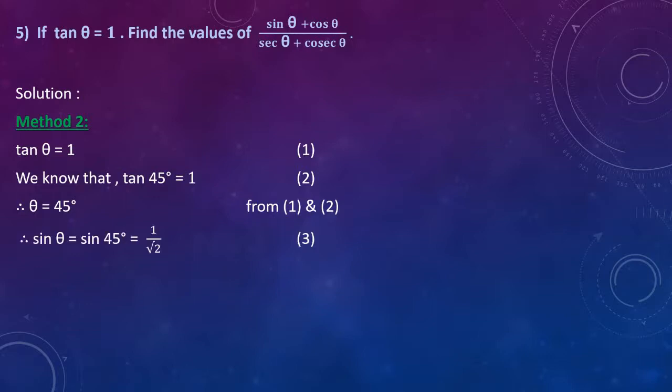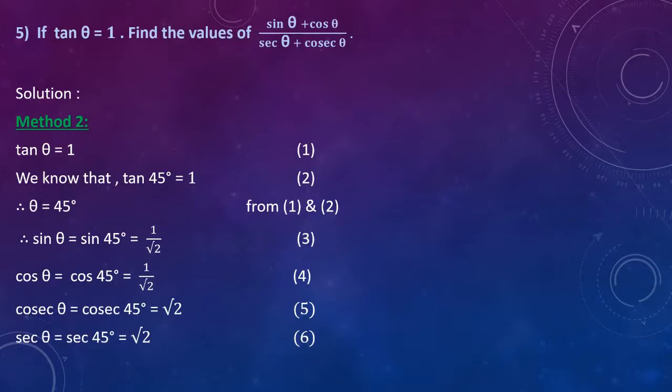So therefore sin theta is equal to sin 45 degree, which is equal to 1 upon root 2. Cos theta is equal to cos 45 degree, which is also equal to 1 upon root 2. Cosec theta is equal to cosec 45 degree, which is equal to root 2. Sec theta is equal to sec 45 degree, which is equal to root 2 again. So we got all these values. Let us substitute those values here.